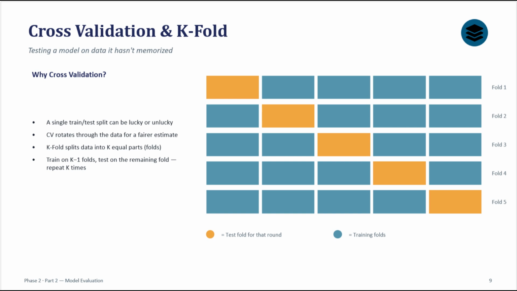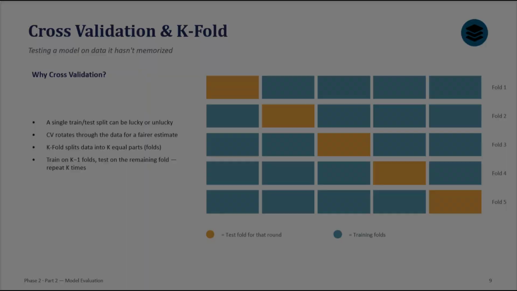The most common method is K-fold cross-validation. Here's how it works. We divide the dataset into K equal parts. For each round, one fold becomes the testing set. The remaining folds become the training set. We repeat this process until every fold has been used as the testing set exactly once. Finally, we average all the results. This gives us a much more reliable estimate of model performance.